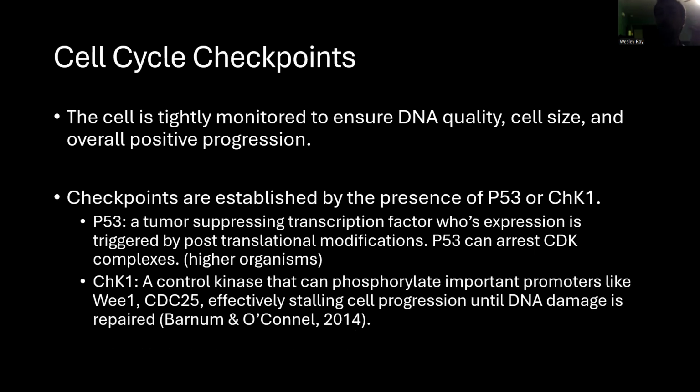Checkpoint kinase 1 is a control kinase that can phosphorylate important promoters, WEE1, CDC25, helping to stall cell progression until DNA damage is repaired. It works similarly to P53, just on different target vectors.